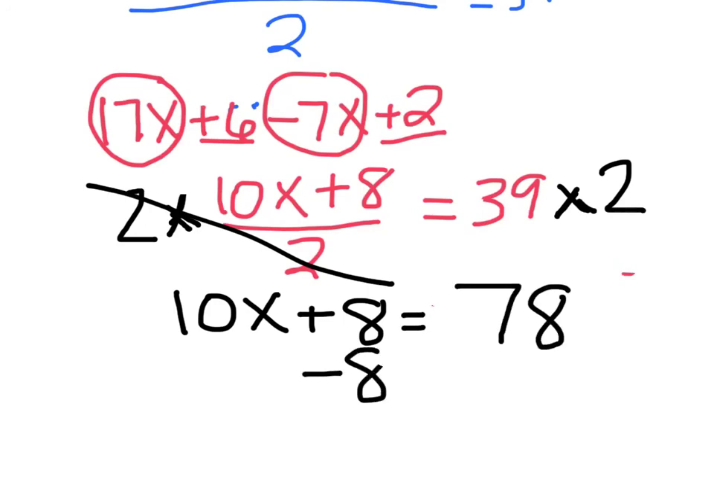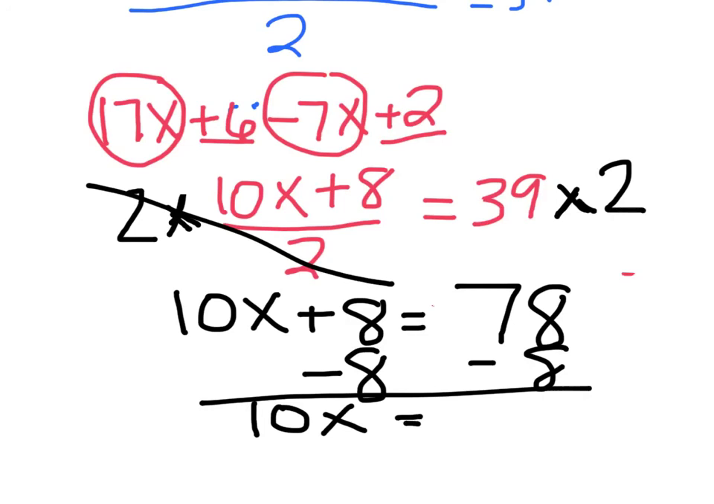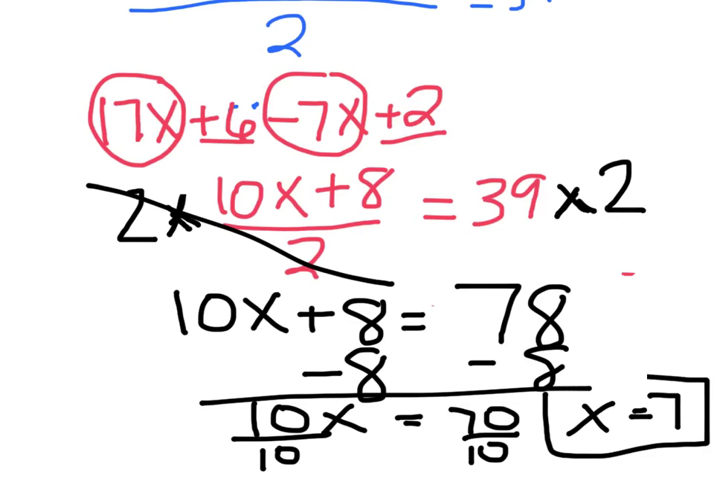So we're going to subtract 8, just using our algebra skills here, and we are going to solve this bad boy. 10x equals 70. Divide by 10. Oh, it's going to fit. All right. And then x equals 7. So there is our answer.